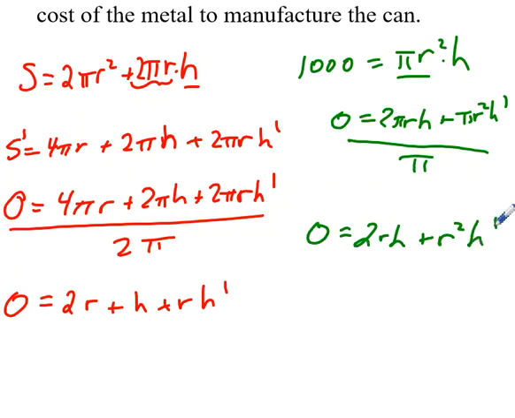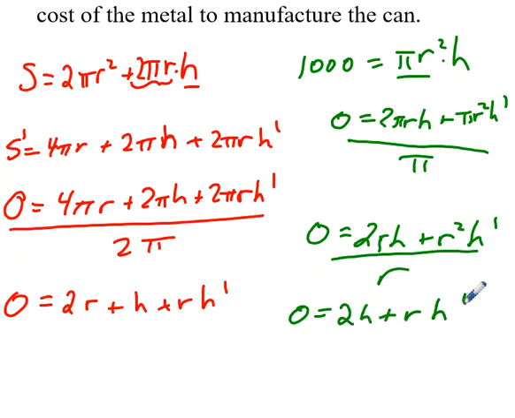Now, I'm going to do something that most of the time we don't do, and I'm going to divide by r. Now, follow me for a minute. We can't divide by a variable usually because we don't want to divide by 0. But if I have a radius of 0, that means there's no can and then there's no math problem. So, I'm going to divide by r. 0 is 2h plus r h prime.